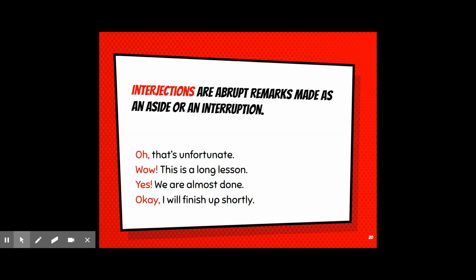The last part of speech we will talk about is interjections. Interjections are abrupt remarks made as an aside or an interruption into the sentence. Oh, that's unfortunate. Wow, this is a long lesson. Yes, we are almost done. And finally, okay, I'll finish up shortly. All of those red words are examples of interjections.